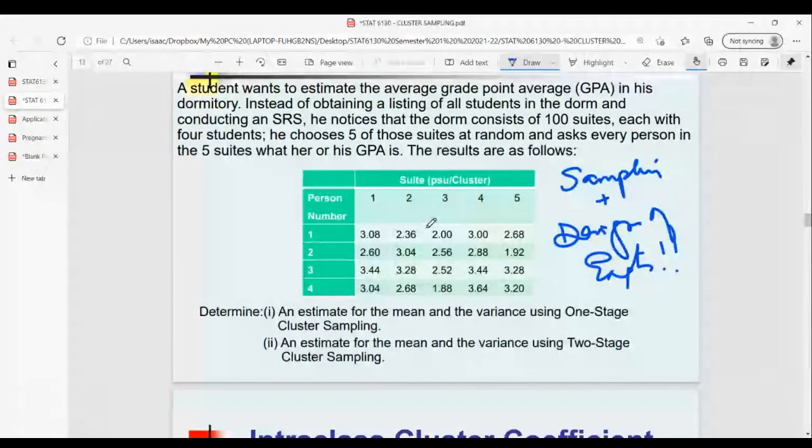Right. So I have this example here. This is actually from the textbook as well. So you could just look at this example. It's just to estimate the mean and variance using one-stage cluster sampling, and an estimate of the mean and variance using two-stage cluster sampling. So you could take a look at this one here and see exactly how the calculations work. Maybe I could put the calculations on my learning site so you could actually see.